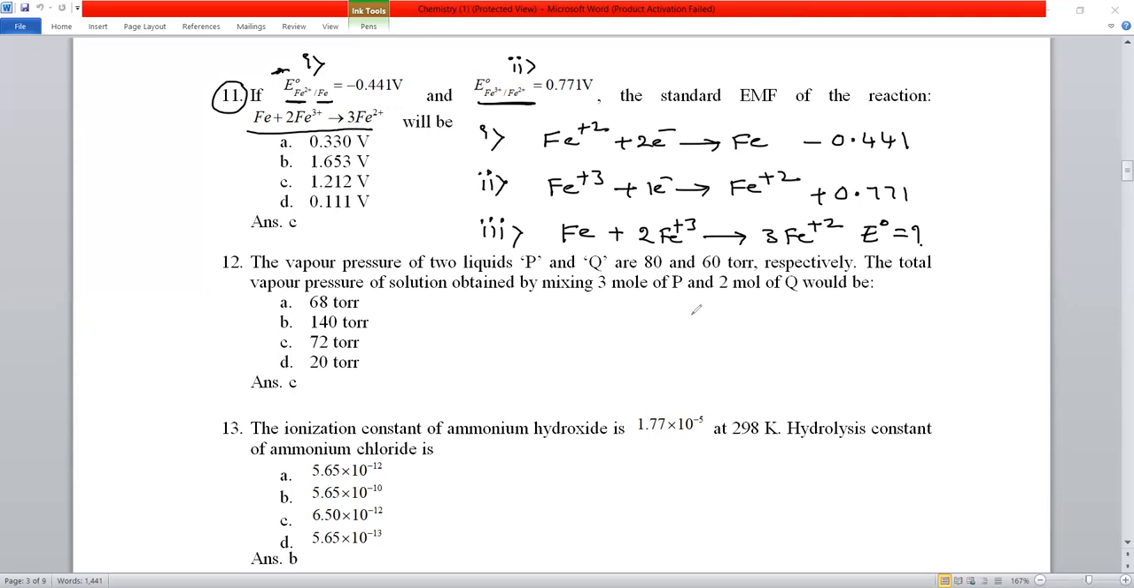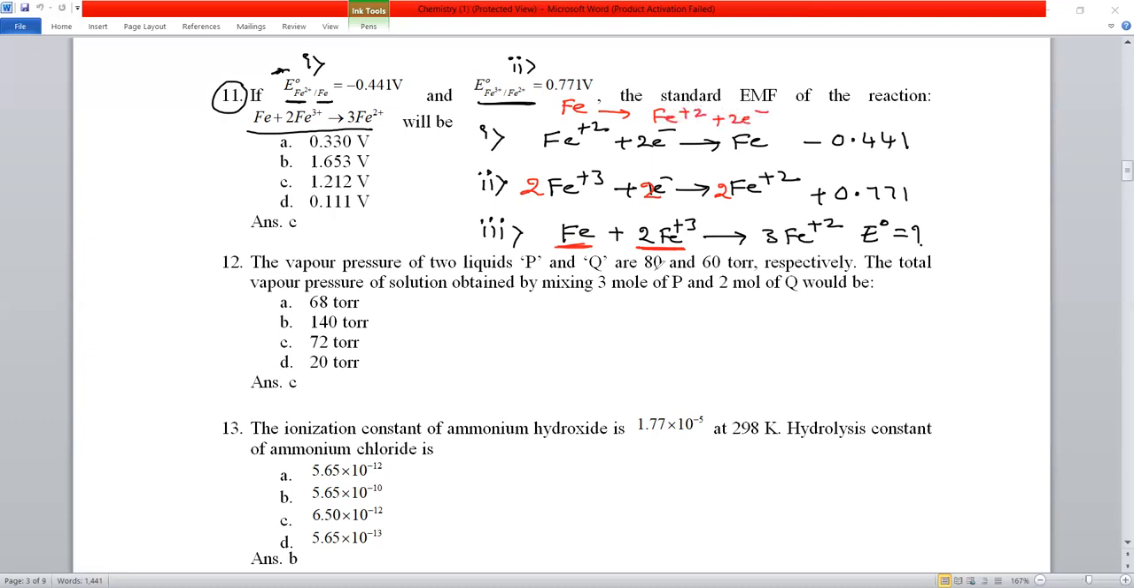What is the relationship between equation number 2 and equation number 3, students? In the final equation, 2 Fe plus 3 is there. In equation number 2 it is 1, so multiplied by 2, we get 2 electrons. Then Fe is there in equation number 1, but both are reverse. If we reverse this reaction, Fe converts into Fe plus 2 plus 2 electrons.